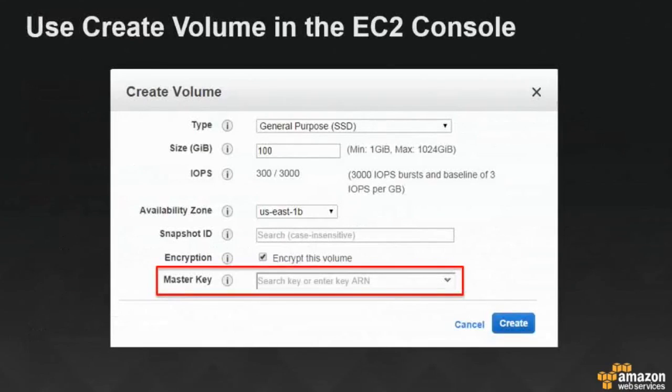If you want to create an encrypted volume, it's really as simple as choosing the tick box on the console or in the API saying encrypted. And you can provide a master key, which is one of the KMS keys, if you want to use a customer managed key versus the EBS service key.